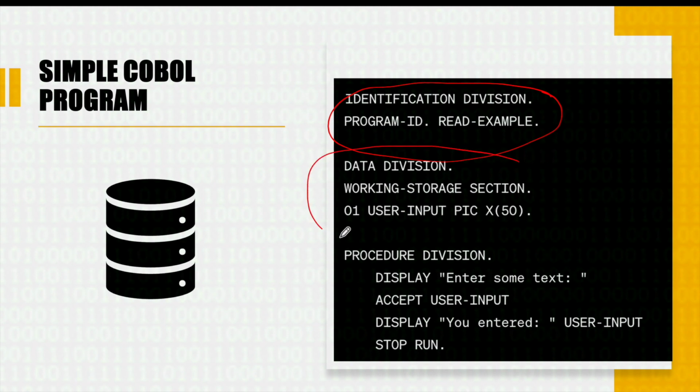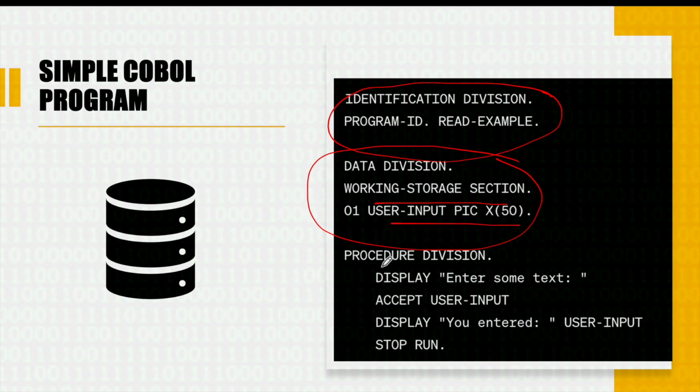Then we have the data division. The data division section defines the data structures used in the program. In the working storage section, you define the working storage variables. So which variable is being used in this program? User input. What is the data type? It's PIC X(50). X is alphanumeric. So user input is an alphanumeric of size 50 bytes.